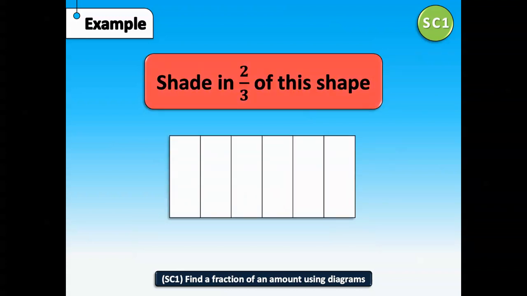This time we want to shade in 2/3 of this shape, and the shape has already been split up into 6 equal parts. So that means that for every 3 parts, we need to shade in 2 of them. So if we look at the first 3 parts, we need to shade in 2 of them. And then the last 3 parts, we need to shade in 2 of them as well. So we've shaded in 2/3 of this shape.